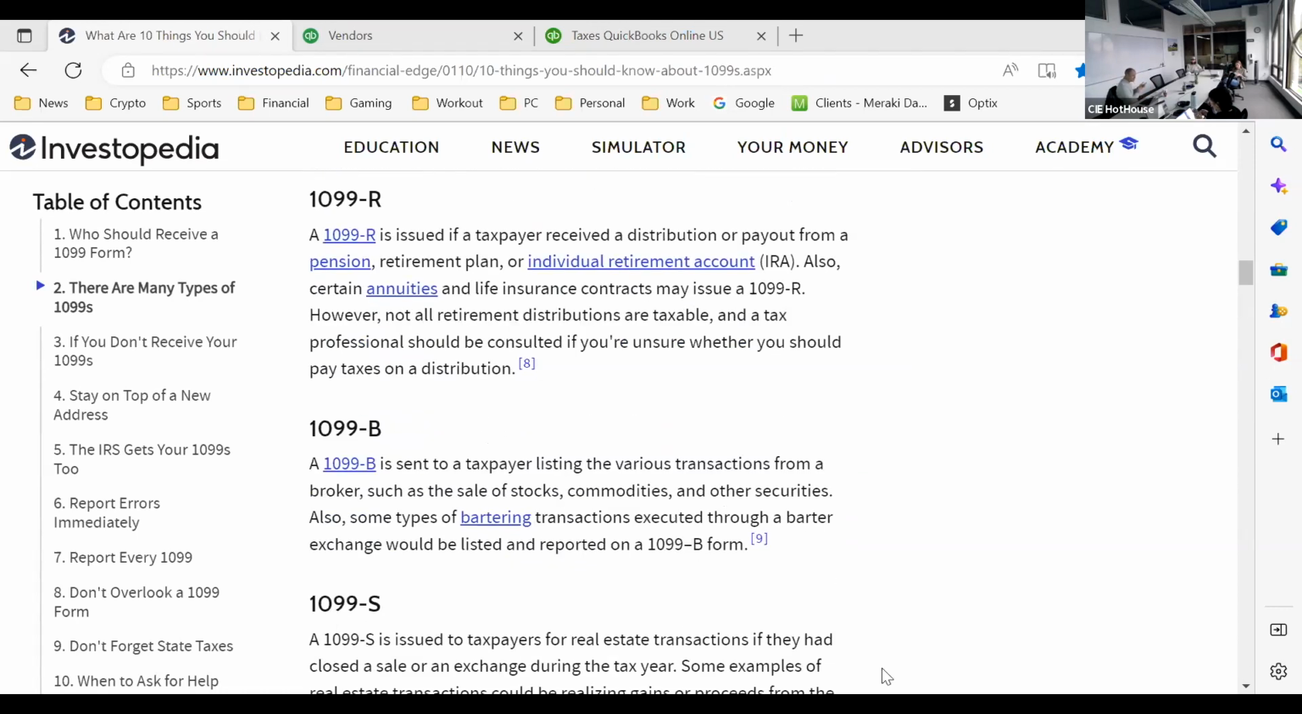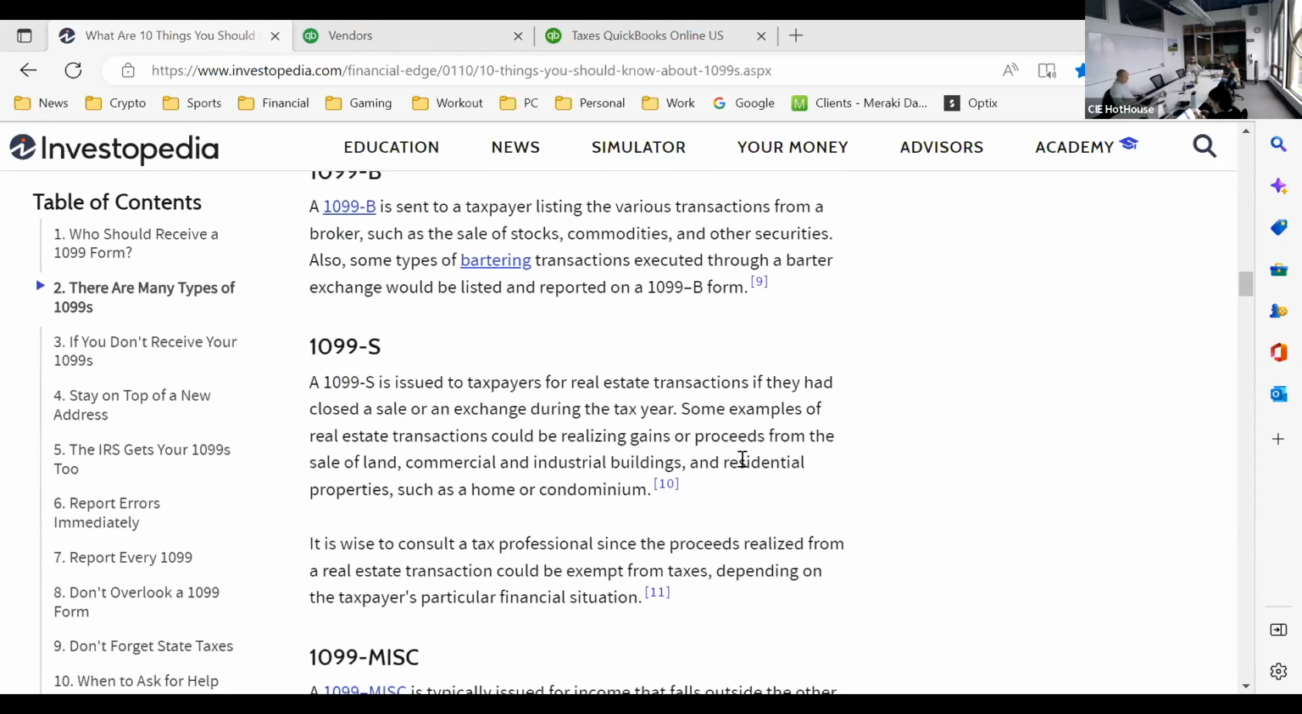1099B is sent to taxpayers listing the various transactions from brokers, such as the sale of stock, commodities, and other securities. Also, some types of bartering transactions executed through a barter exchange would be listed. Basically, a trade per se of valued goods. I don't think I've ever seen one, to be quite honest with you. 1099S is issued for real estate transactions if they close the sale or exchange during the tax year. Some examples include realizing gains or proceeds from the sale of land, commercial buildings, residential properties such as homes or condominiums. Again, does not relate to you at all.